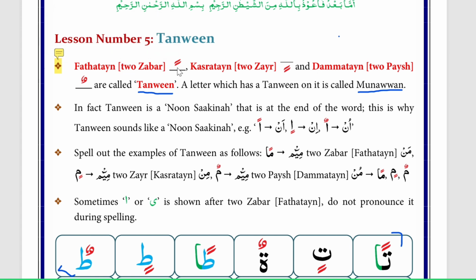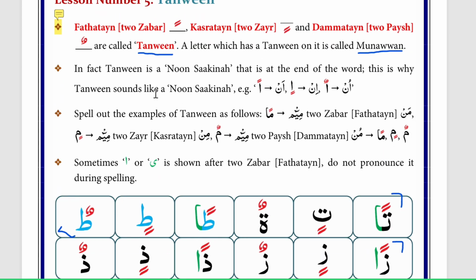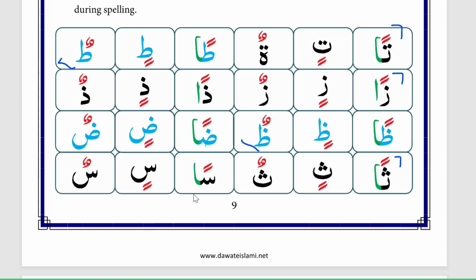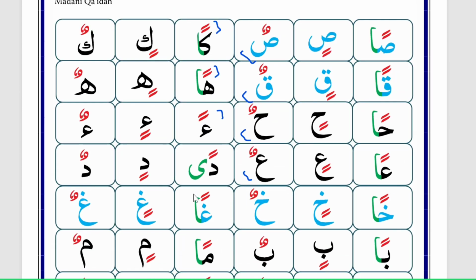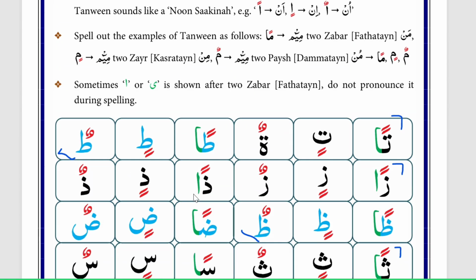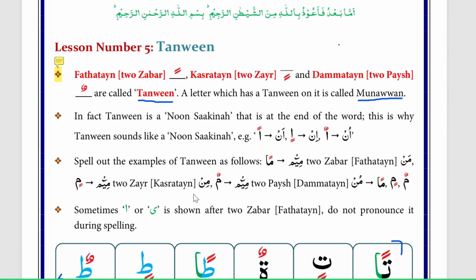Two zabar, two zer and two pesh are called tanween. You can see in the whole lesson there are a lot of two zabar, two zer and two pesh. So all of these are called tanween.